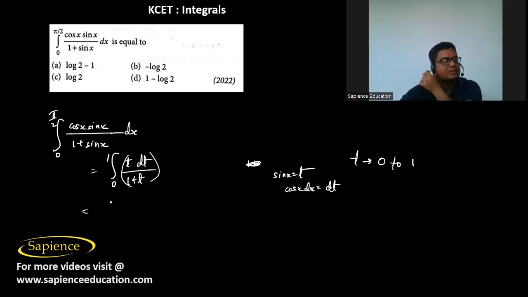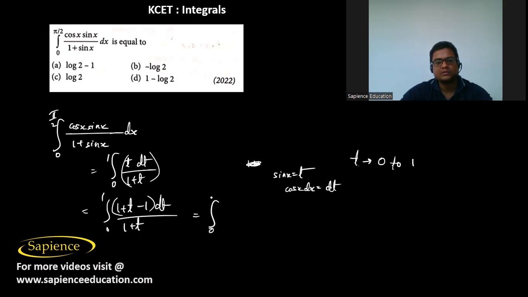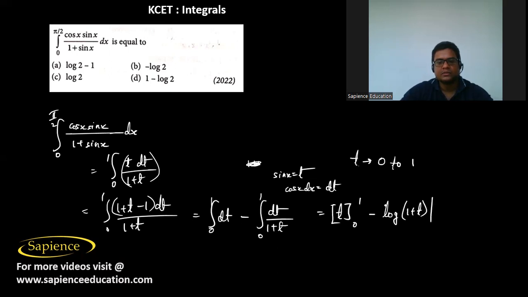So here we can write this as integral 0 to 1, 1 plus t minus 1 into dt divided by 1 plus t. So this we can write as integral 0 to 1 dt minus integral dt by 1 plus t from 0 to 1. So this will be t going from 0 to 1, minus log mod 1 plus t, which will also go from 0 to 1. So this will be 1 minus 0, which is 1, minus log 2 minus log 1, which is 0. So it is 1 minus log 2. So option D is the correct answer.